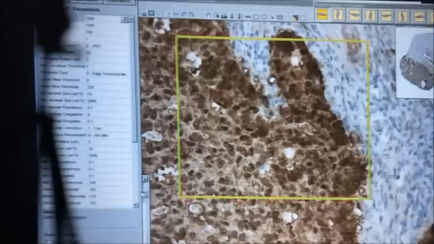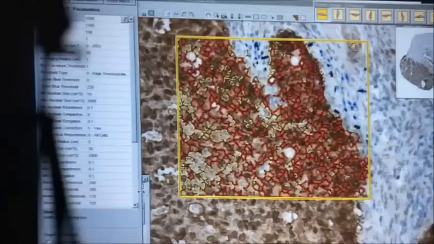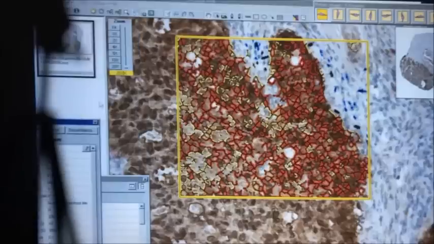We'll see how accurate this software is. See, I just extracted the membranous staining. All the red are the 3+, all the yellow are 1+, and all the orange are 2+. So this is very accurate. If you repeat it 100 times, it will give you the same result.